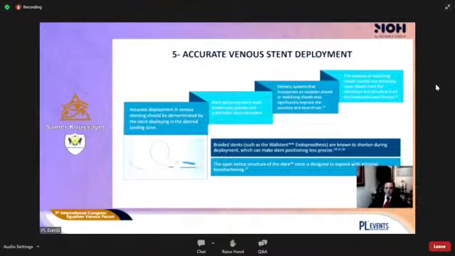Accurate venous deployment is also very important. Each company has different deployment accuracy, so you have to look at the accuracy. In general, a Wallstent or a braided stent is known to shorten during deployment, which makes the stent position much less precise and very difficult. If you look at a nitinol stent, it is designed to expand with minimal force, so you can have a very nice, precise deployment.